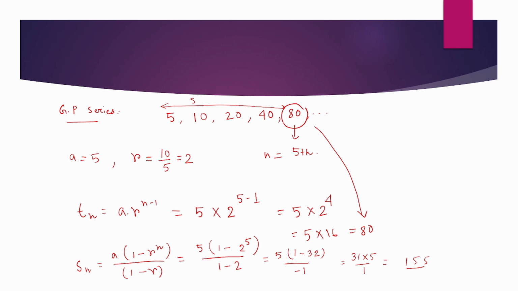Now let's try to find out the sum directly. First, 80 plus 40 is nothing but 120. We add another 20 here, we get 140. If we add another 10 here, we get 150. If we add another 5, we get 155. You can see this value is exactly matching. So this is how we can do this sort of problems, right? I guess we have understood the problem of AP and GP here.